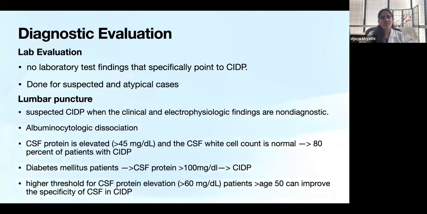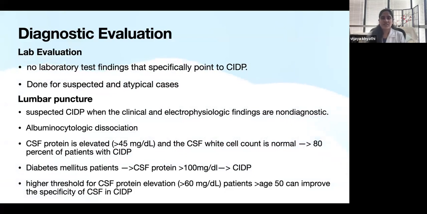On lab evaluation, we need to rule out the associated diseases. There is no specific lab test to point to CIDP. It is mostly done to rule out other associated diseases.